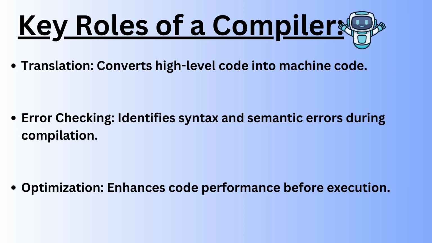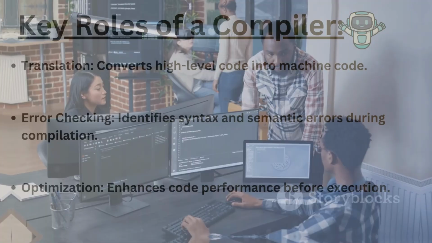Key roles of a compiler. Translation converts high-level code into machine code. Error checking identifies syntax and semantic errors during compilation. Optimization enhances code performance before execution.